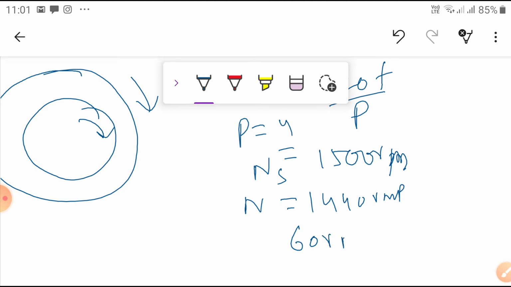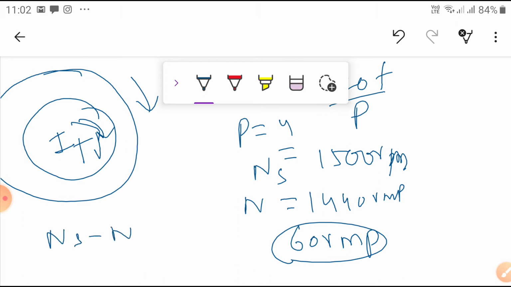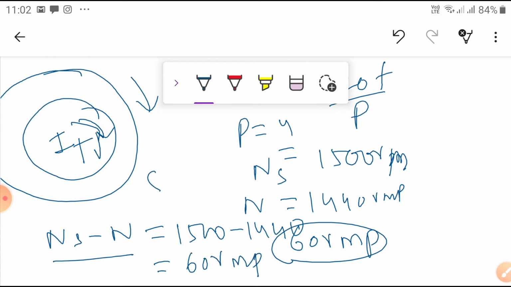Due to this relative speed of 60 RPM, EMF is induced in the rotor conductors and current flows continuously in the rotor conductors. It produces torque continuously, and it will try to move in the same direction, trying to catch it. Then what is the difference here? Ns minus N, that is the slip speed, which is 1500 RPM minus 1440 RPM. The difference is 60 RPM, that is the slip speed. Okay, slip.